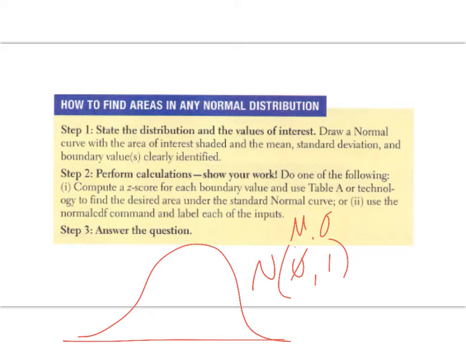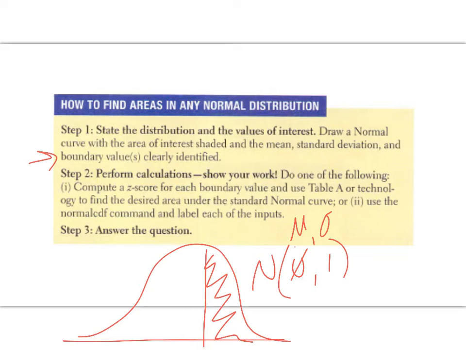Okay, show whatever it is that you're interested in. So shade the area of interest and clearly identify your boundaries. If you know your z-scores, write them down on there. If you know your area, write your area down. Basically put all the information that you know into a sketch or into a sentence.